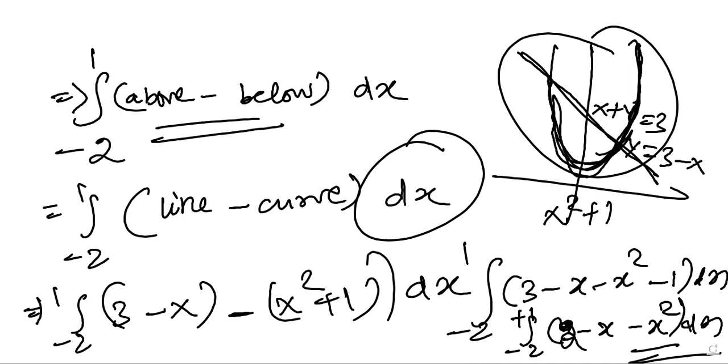Completed. 9/2 square. What are you getting? 9/2 square units. Yeah. 9 by 2 square units. Good. Okay.